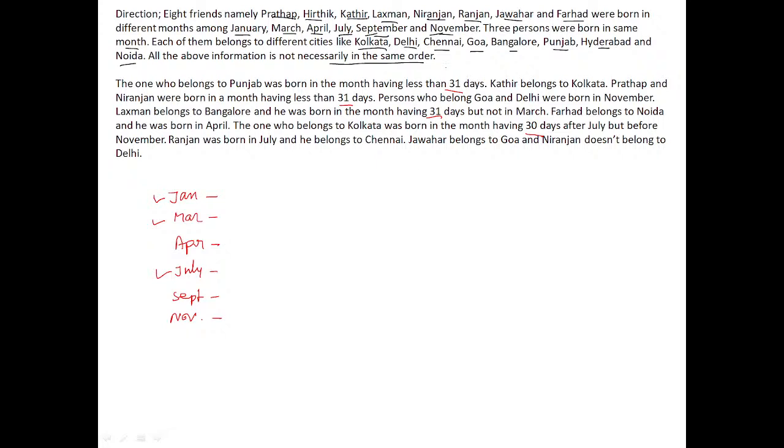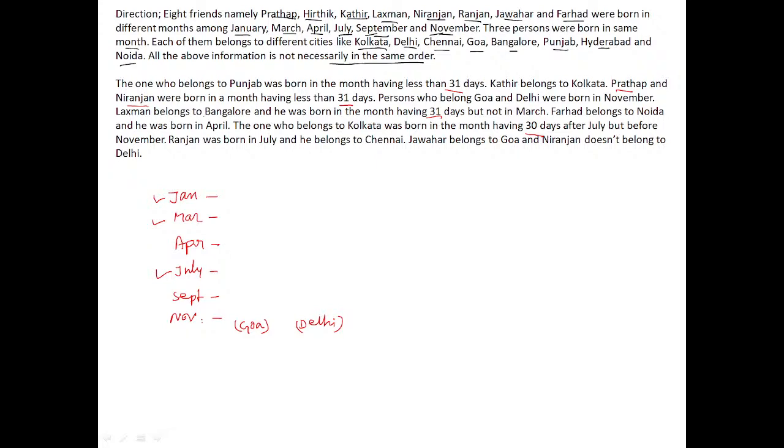Now moving to solve the puzzle. The one who belongs to Punjab was born in the month having less than 31 days. Kathir belongs to Kolkata. Pratap and Niranjan were born in a month having less than 31 days. Okay, this much is confirmed here. Now moving to next. The persons who belong to Goa and Delhi were born in November. So we can write it down here: Goa and Delhi would definitely be in November.